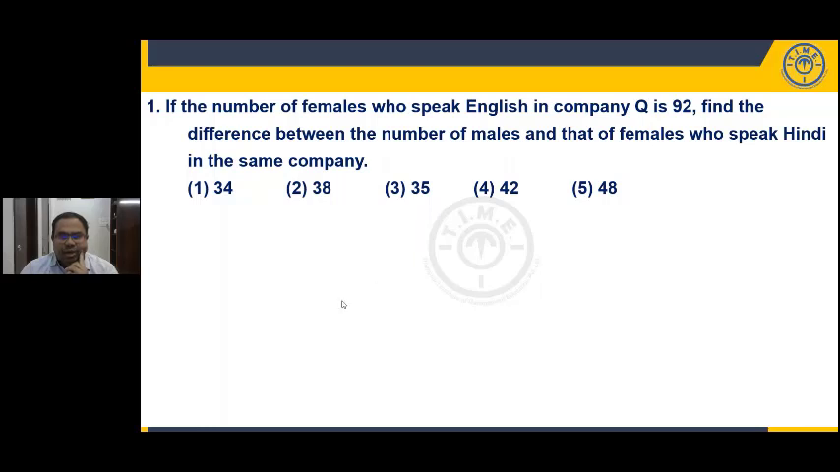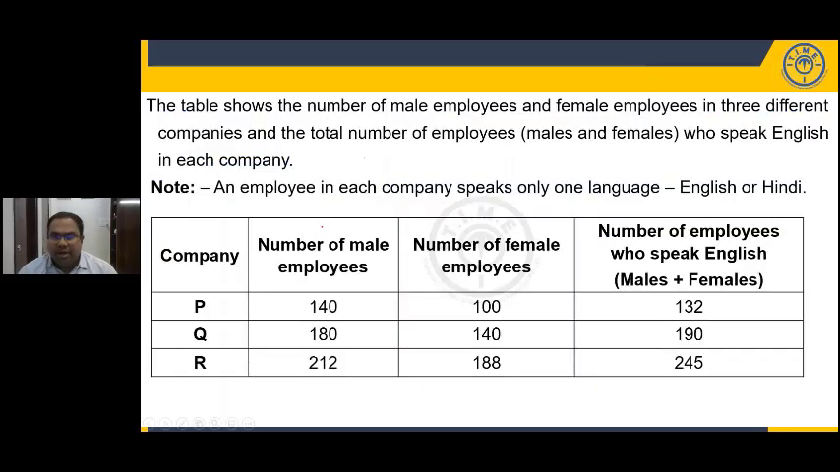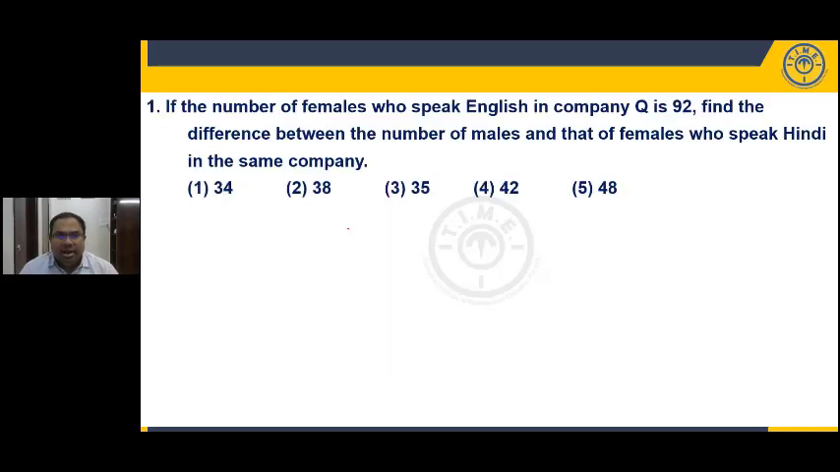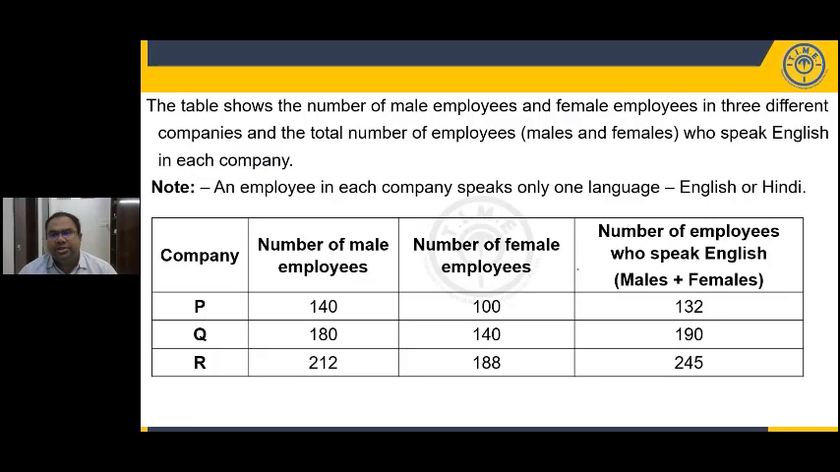This is a recent exam model, 2021, last year's model. Number of females who speak English in company Q is 92. Now, if I look at company Q, English speaking employees are 190, males and females together. Females who speak English are 92. So total males and females who speak English, 190.